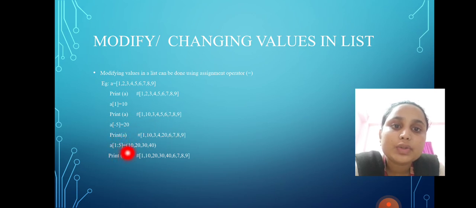Next, A of 1 to 5. Here this is the slicing operator. In this we have given 10, 20, 30, 40. So from 1 to 4, that is n minus 1, so 1, 2, 3 and 4. Till here the values will be updated and the list will be printed as 1, 10, 20, 30, 40 in the place of 2, 3, 4 and 5. In this way, modifying and changing values in a list can be done.